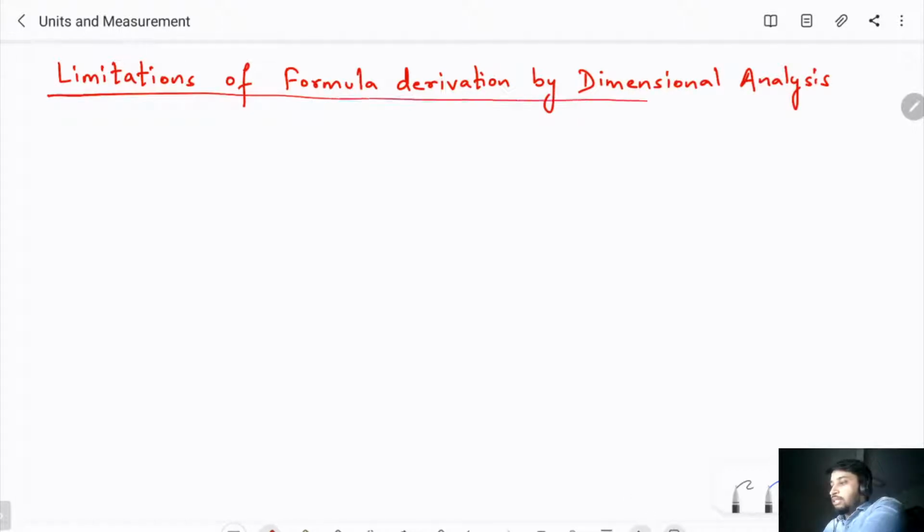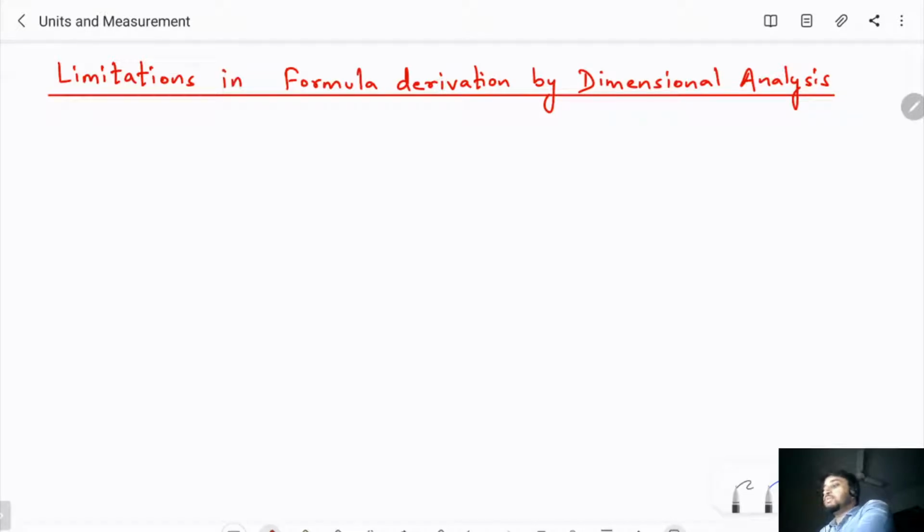So, limitations in formula derivation by dimensional analysis. This is a little bit of theory. The first limitation that we have is that the numerical constants having no dimension cannot be deduced by the methods of dimension.